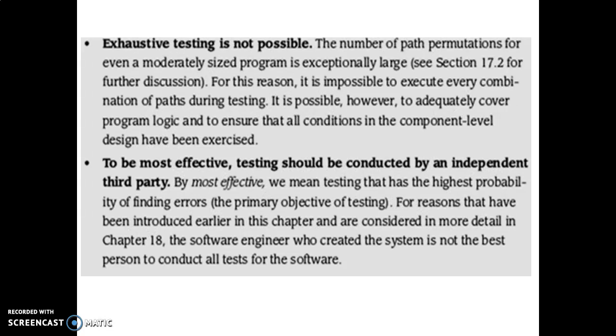Exhaustive testing is not possible. We have already discussed in a previous session why exhaustive testing is not possible, because it takes years to test the entire system. So we have to focus on a selected path to test. To be most effective, testing should be conducted by an independent third party.